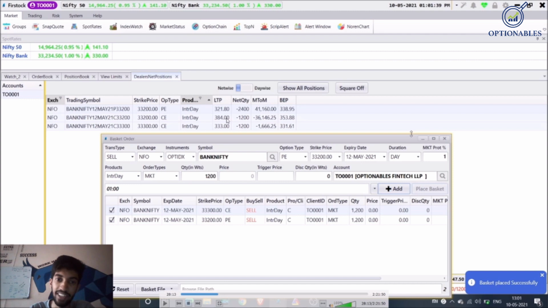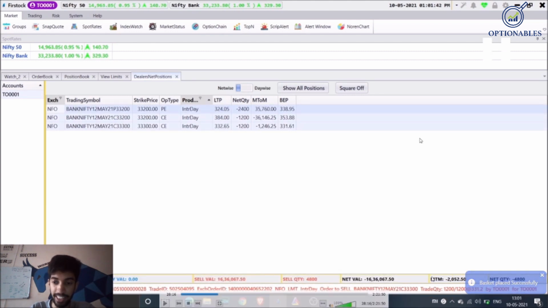On the other hand, I have calls which have slightly gone up, but a 50 point up is pretty fine, not quite enough for me to do any adjustments. So it's quite good enough, and I carry on with this position now. I have 1200 quantity shorted here, 1200 quantity shorted here, and 2400 shorted at puts.